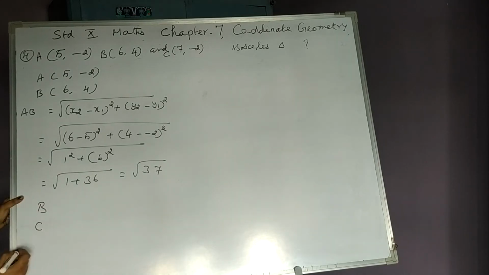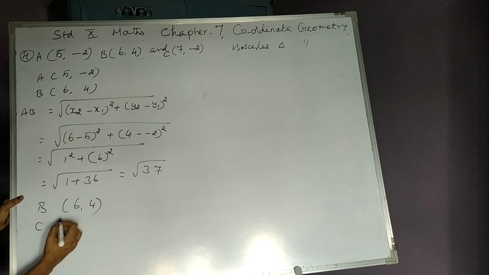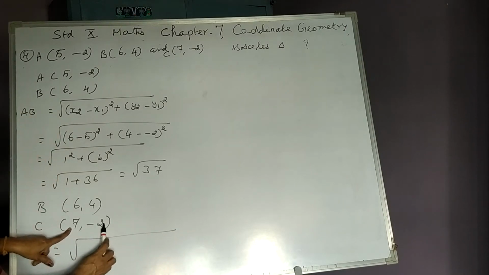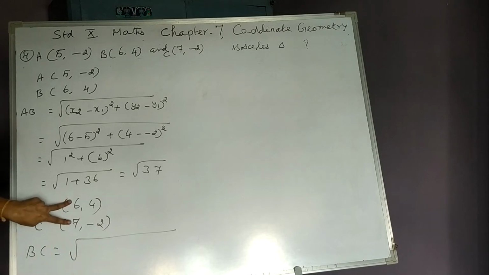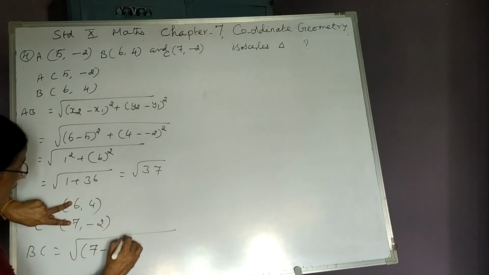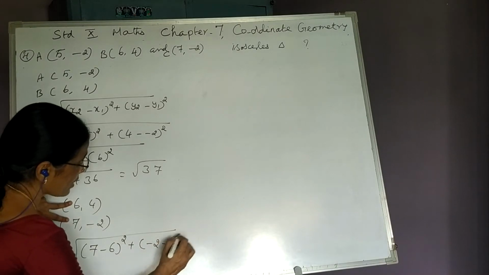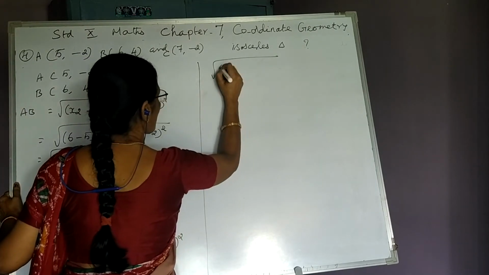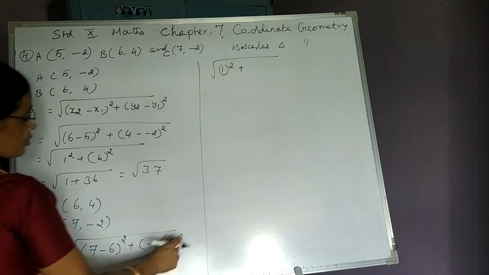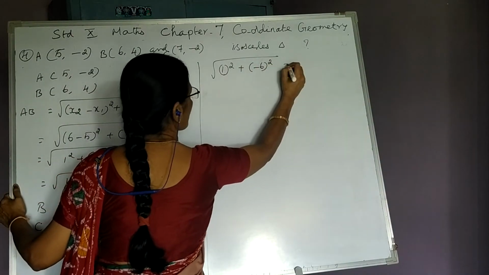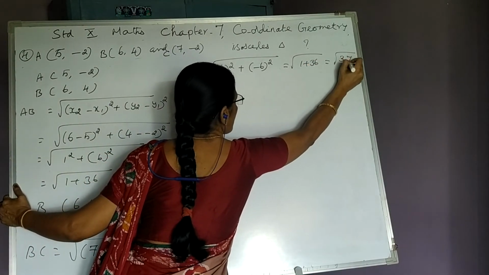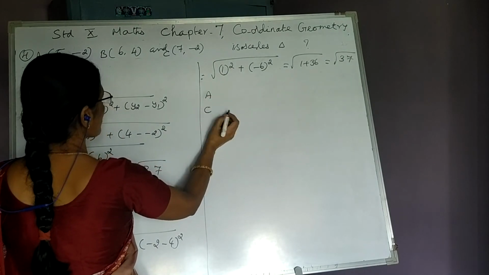Then I take B and C. B is (6, 4) and C is (7, minus 2). Let us find out the distance BC using the same formula. This is x2, y2. This is x1, y1 now. Difference of the x coordinate: (7 minus 6) the whole square plus (minus 2 minus 4) the whole square. 7 minus 6 is 1. Therefore, 1 square plus (minus 2 minus 4), which is (minus 6) the whole square, becomes 1 plus 36, becomes root of 37.